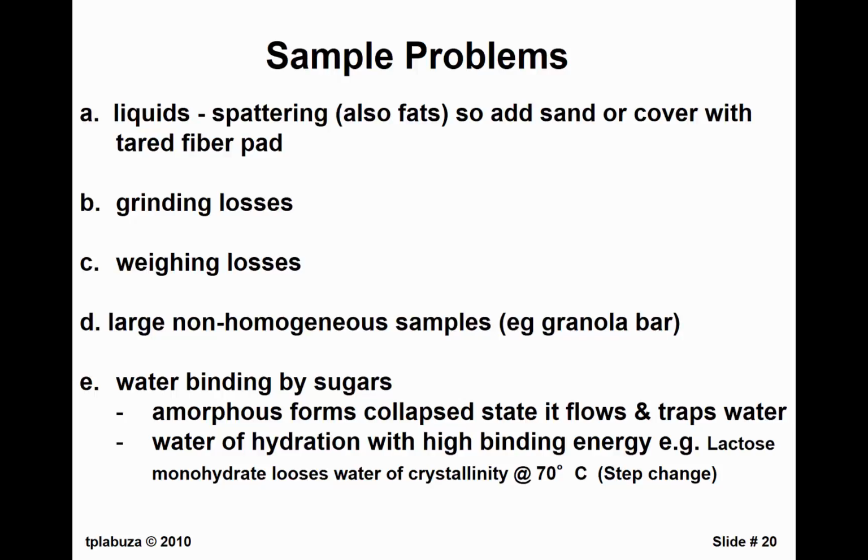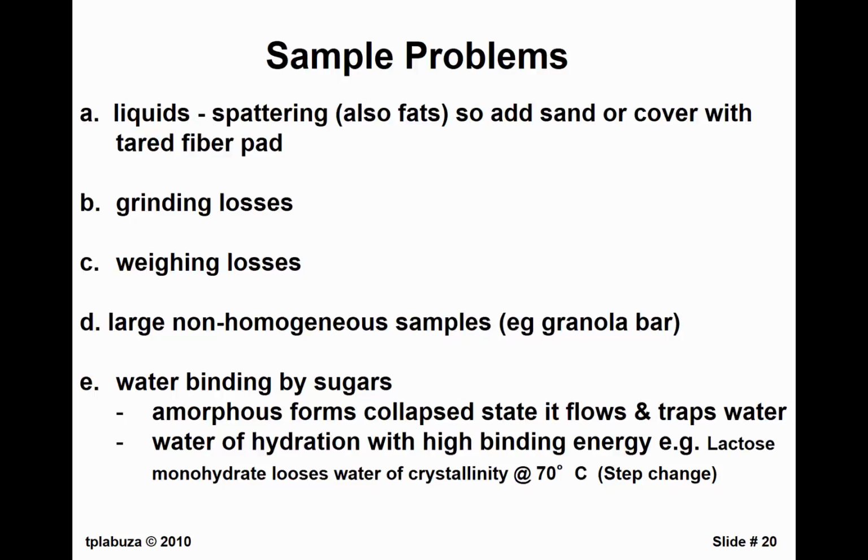You can get losses of moisture if you're going to grind your food up. We usually do that because we want a homogeneous sample. We can get weighing losses in there. If we have large non-homogeneous samples like a granola bar, the different parts in that bar in the beginning are going to be very different in water activity. And so the moisture content is sort of not meaningful. That's a real problem for the industry. The question is how long does it take to equilibrate so that all the water activities are the same? It's going to depend on the bar geometry and what else is in it, so that's a very difficult thing.